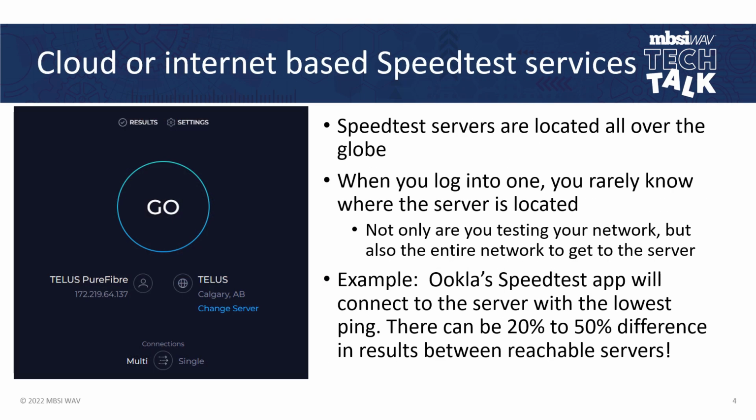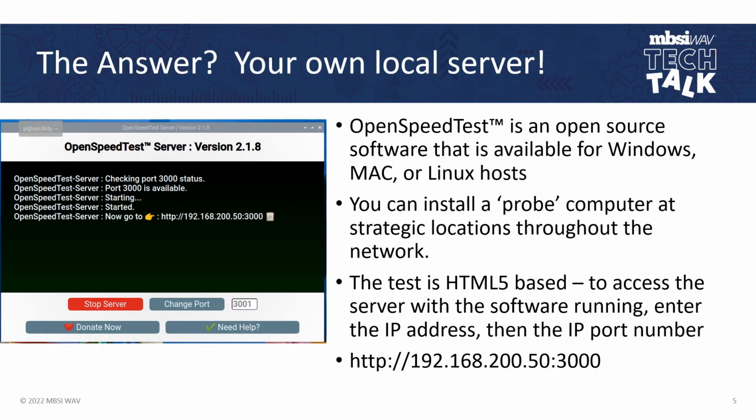Typically, as I mentioned, speed test servers are located all over the globe. But when you log on to one, you'll rarely know where the server is actually located. You know the network it's on, but you might not know how you have to get there. And so, as I mentioned, there can be a huge difference, 20 to 50% difference in results between reachable servers. So, what's the answer? Do your own. Well, you can do an Ookla server if that's what you want.